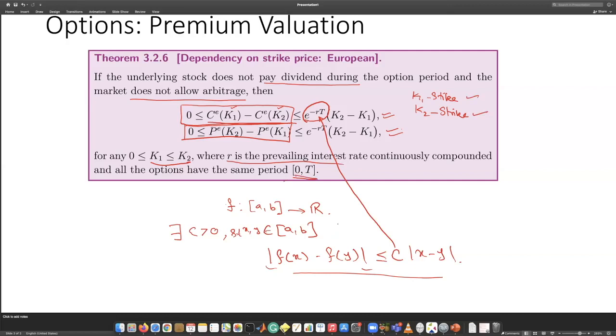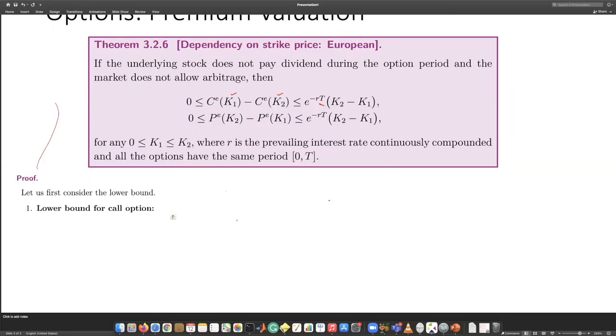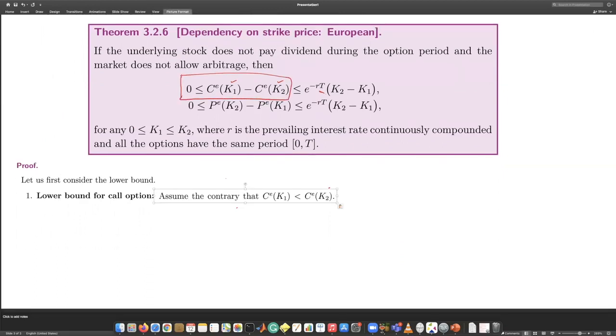How to prove this theorem? Let us see. Let us first consider the lower bound for the call option, that is this part, and try to prove this. As you know, the idea is the same because we are working with the no-arbitrage condition. Therefore, the idea is to assume the contrary. The contrary is that this quantity is negative. That means C_E(K1) is less than C_E(K2), right? Then we will have to construct an arbitrage portfolio using this condition. For that, we will make the following trading strategy.